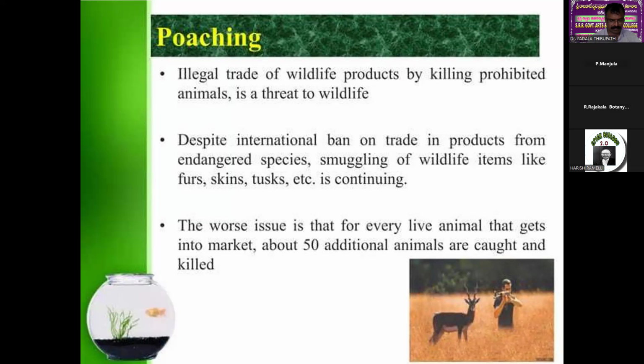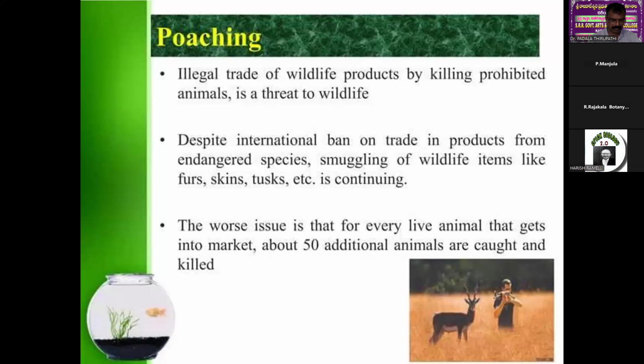Another one is poaching. Poaching means the illegal trade of wildlife products made by killing prohibited animals. It is also a threat to wildlife. Despite the international ban on trade in products from endangered species, smuggling of wildlife items like furs, skin, and tusks is continuing. Even though they are banned, they are still being smuggled.